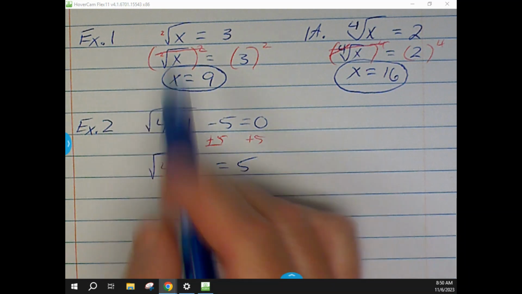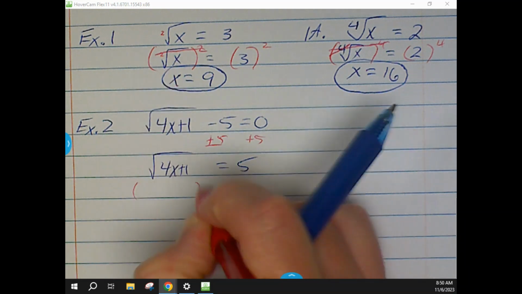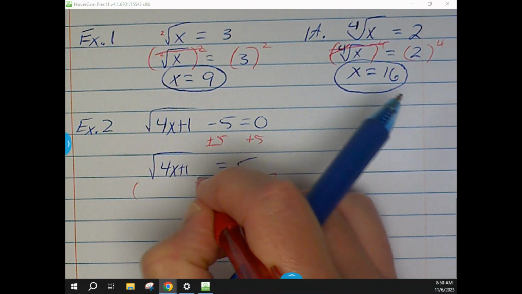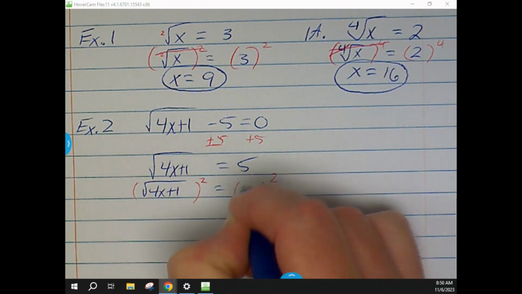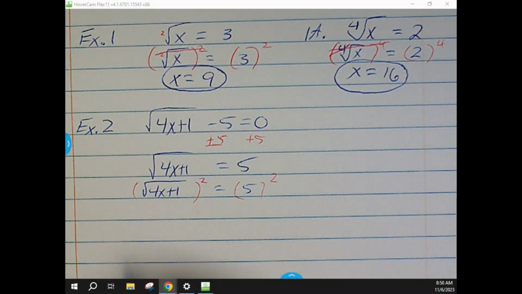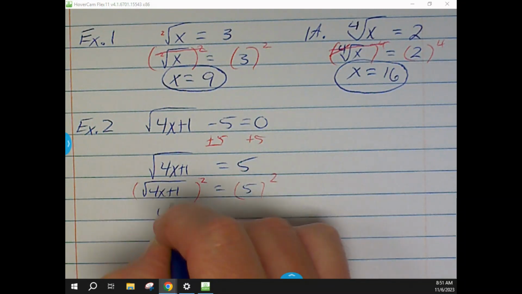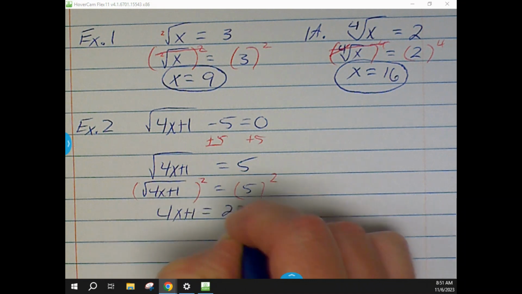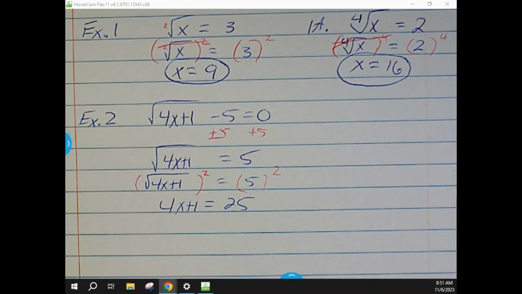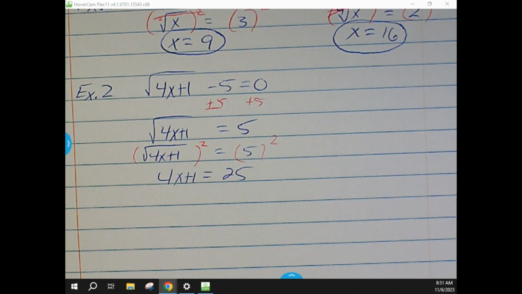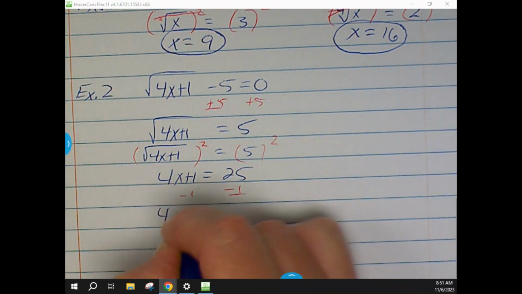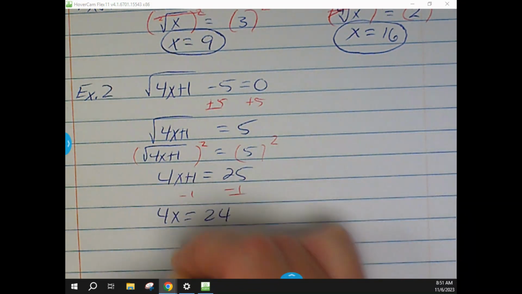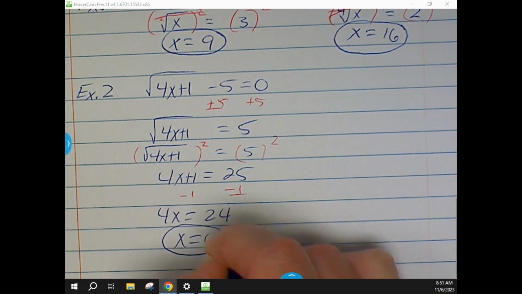And again, because it's the square root, we need to square both sides. Square and square root cancel each other out. That leaves us 4x plus 1 equals 25. We'll subtract the 1 from both sides, so we get 4x equals 24. And then divide by 4, so we get x equals 6.